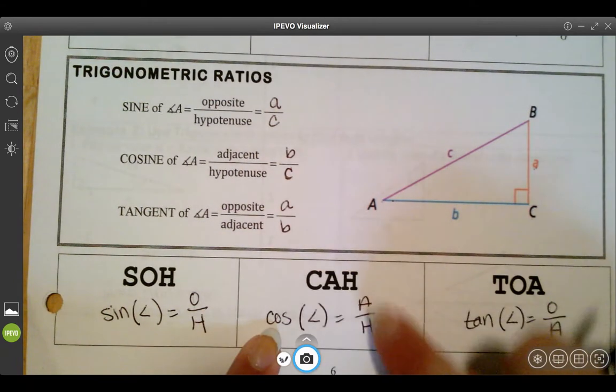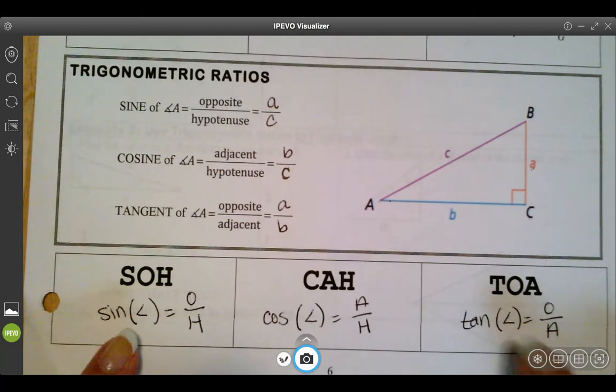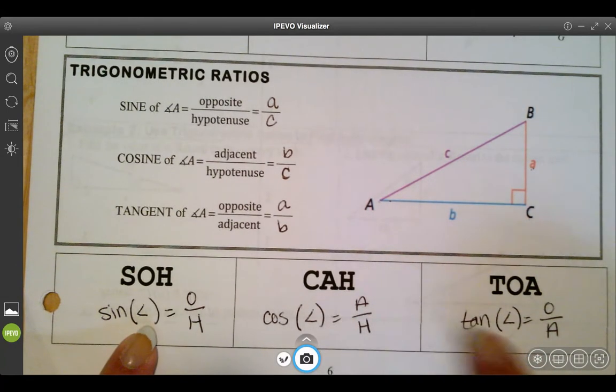SOH CAH TOA. All right. Another important thing is for these trigonometric functions, they always have to have an argument. It means it has to have an angle that the function is acting on.